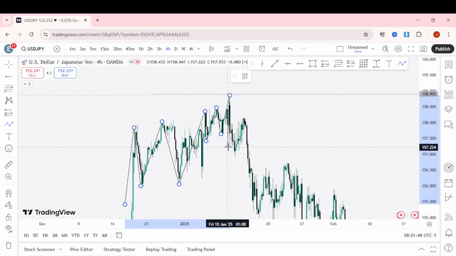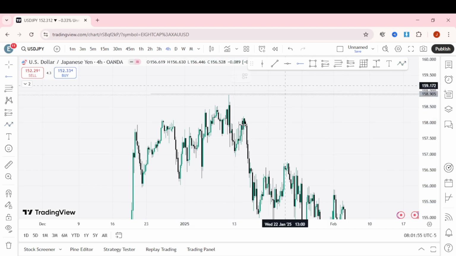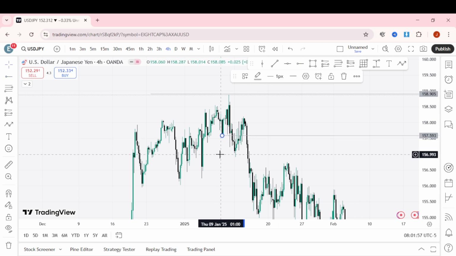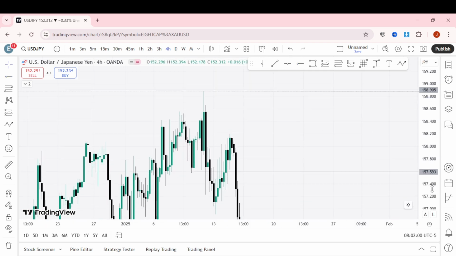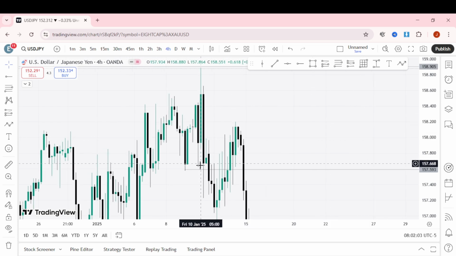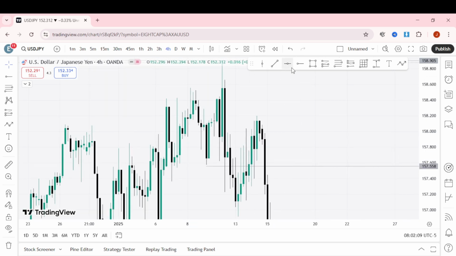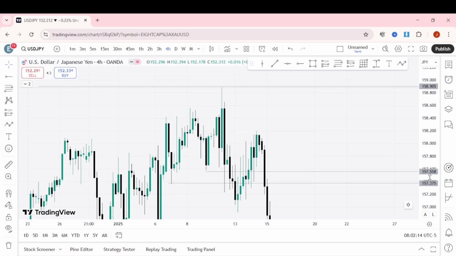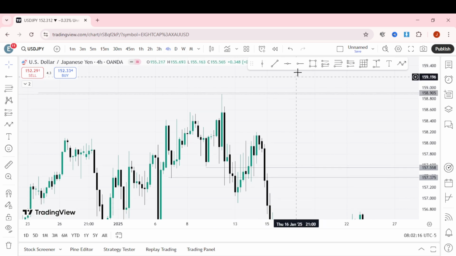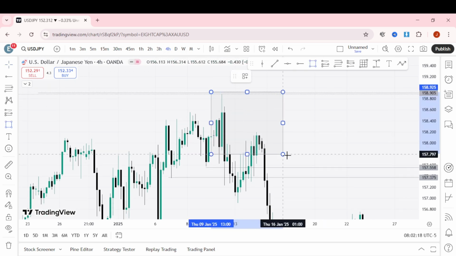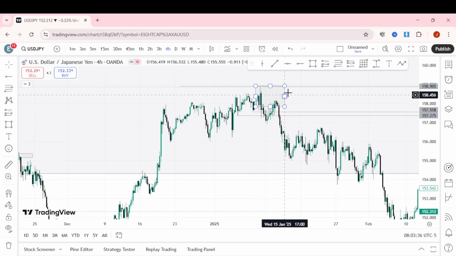So this is a valid Steven breaker. So price broke this high right here. Let's take a closer look. So price broke this high, right? I mean this low, sorry. Price broke this low and price broke this low as well. So this is a valid breaker on the 4-hour time frame.